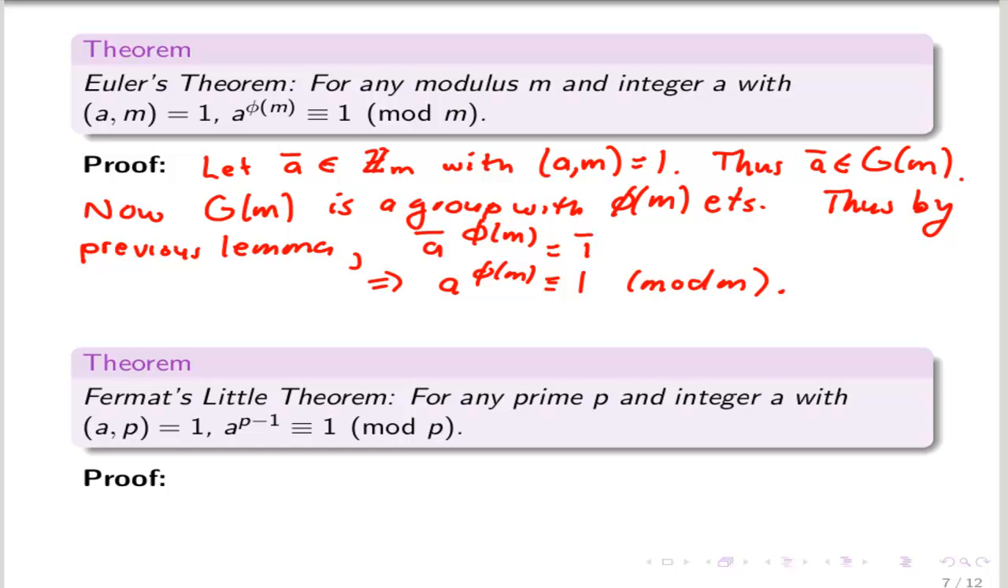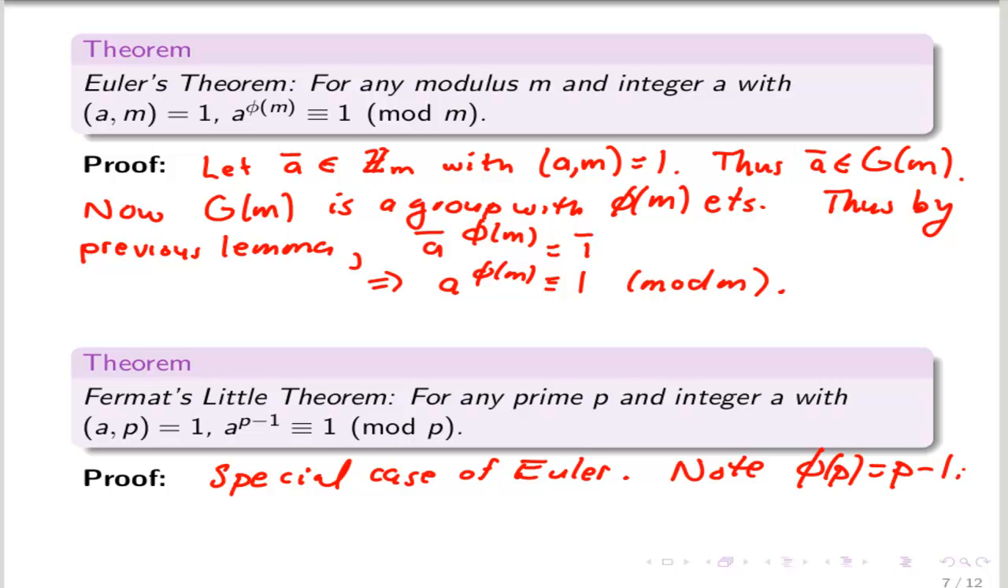Fermat's little theorem is just a special case of Euler's theorem. It's the special case where the modulus is a prime. So this time you take any integer relatively prime to p. That just means an integer not divisible by p. And you'd get a to the p minus 1 is congruent to 1 mod p. And the proof, all we need to say, is it's a special case of Euler. Just note that the Euler phi function of a prime is p minus 1.